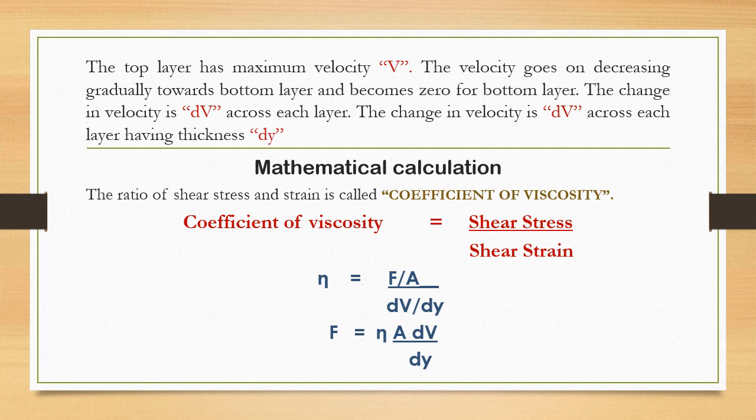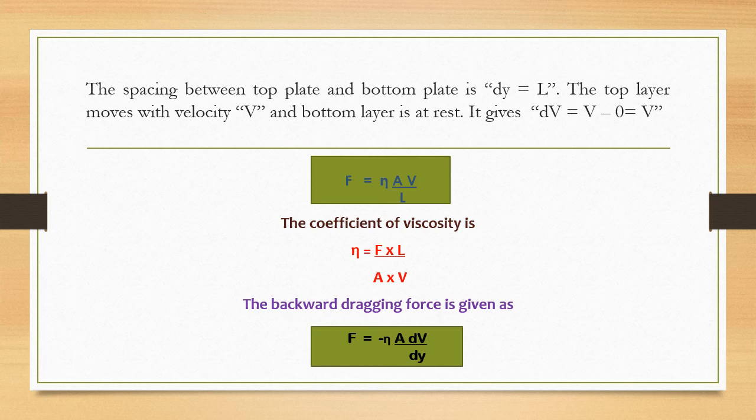And shear strain, that is written as eta is equal to F over A divided by dv over dy, and that will be equal to F is equal to eta into A into dv over dy. The spacing between top and bottom plate is dy is equal to L, and the top layer moves with the velocity v and the bottom layer is at rest. It gives dv is equal to v minus 0 is equal to v. That is the change in the velocity.